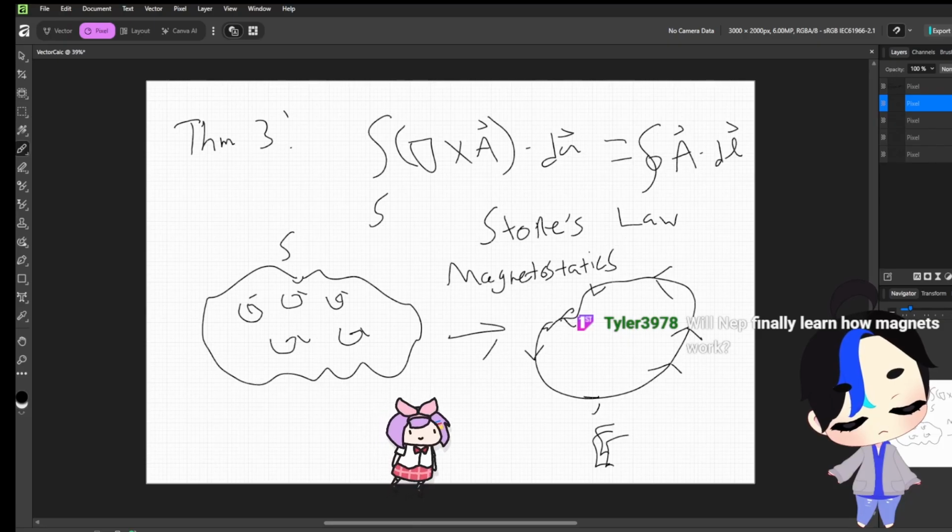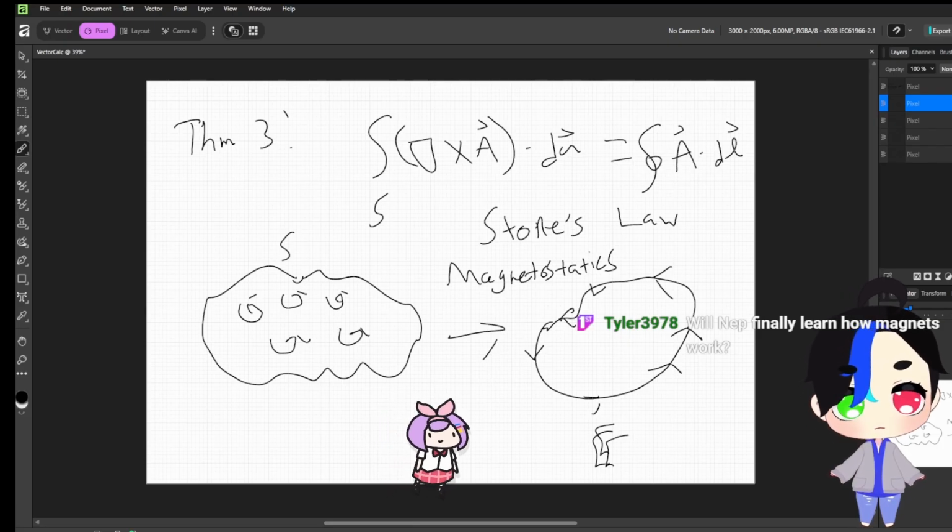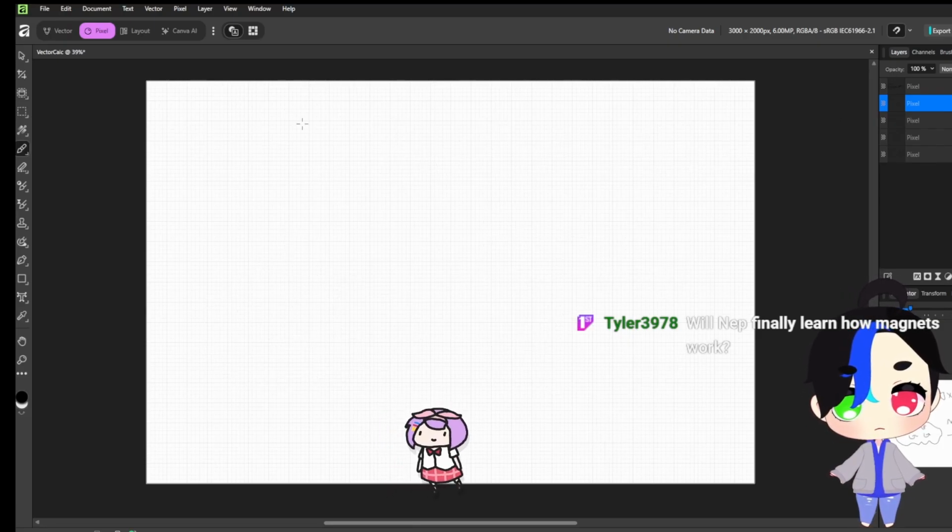Yes, Nep will finally learn how magnets work. Ooh, yes, sorry. Thank you for reminding me. I want to do one more thing tonight.